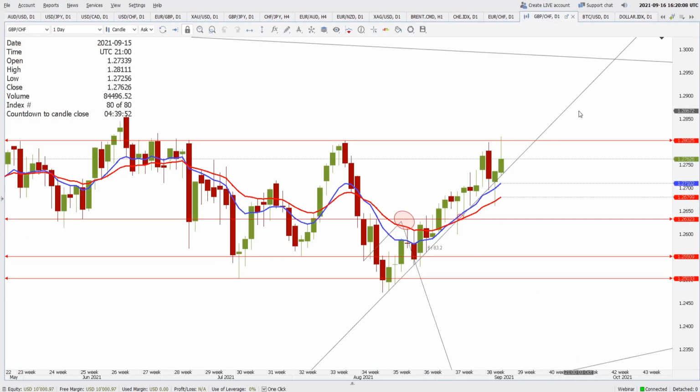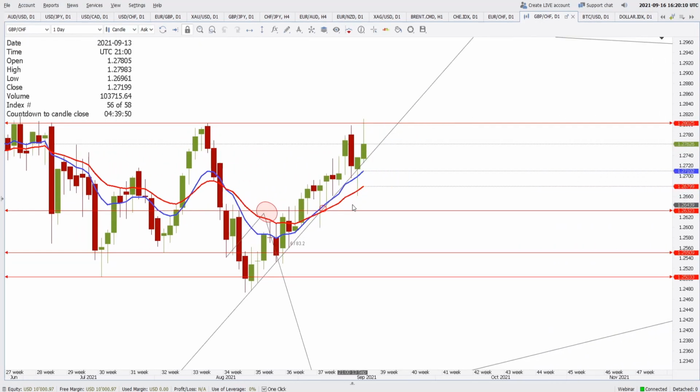After Euro CHF, we have GBP CHF. Multiple times the price has tested this area of resistance. In fact, today the price made a higher high than 1.2802, which we had marked. The price made a high of around 1.2811, and we are expecting now the price to come back to its range low, which is 1.2503.